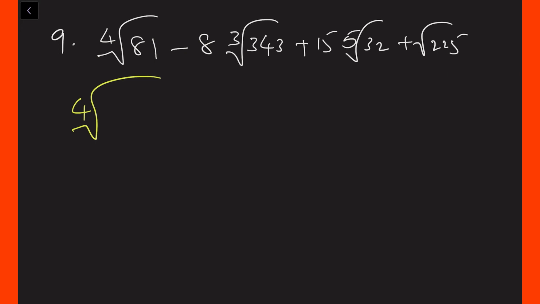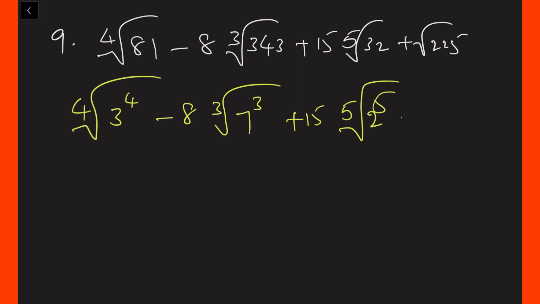4th root of 81 can be written as 3 power 4, minus 8 into cube root of 343, which is nothing but 7 cube, plus 15 into 5th root of 32, which is nothing but 2 power 5, plus root 225, which is nothing but 15. Now if you observe clearly, 4th root and power 4 cancel, cube root and power 3 cancel, 5th root and power 5 cancel. So we are left with 3 minus 8 into 7 plus 15 into 2 plus 15.